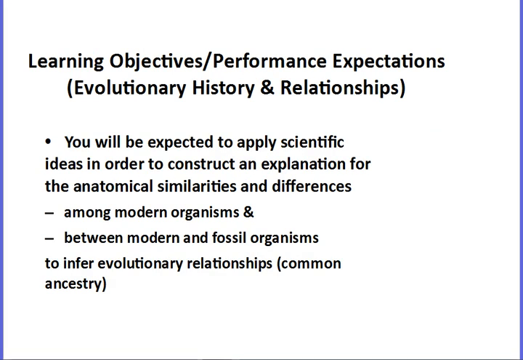And for evolutionary history and relationships, you'll be expected to apply scientific ideas in order to construct an explanation for the anatomical similarities and differences. And anatomy is just the physical appearance, how these organisms are put together. So we're talking about similarities and differences in anatomy among modern organisms, so organisms that are alive today, as well as between modern organisms and fossil organisms from many millions of years ago, to infer evolutionary relationships, to kind of show common ancestry. Can we look at the anatomy and see how these living things are related to each other?